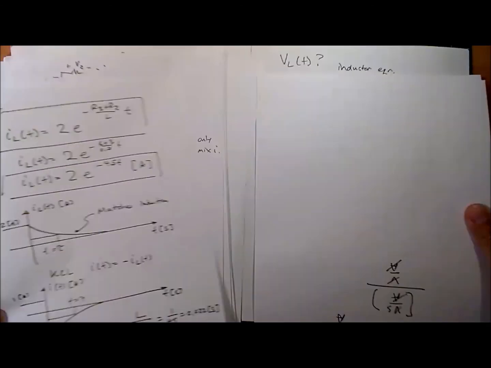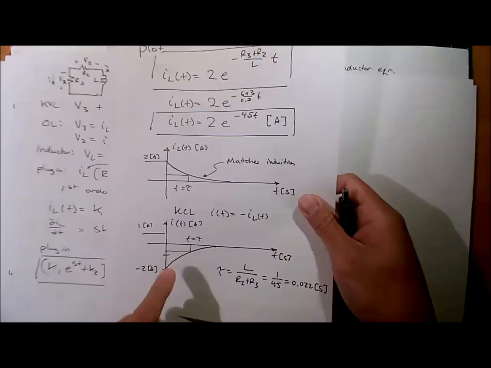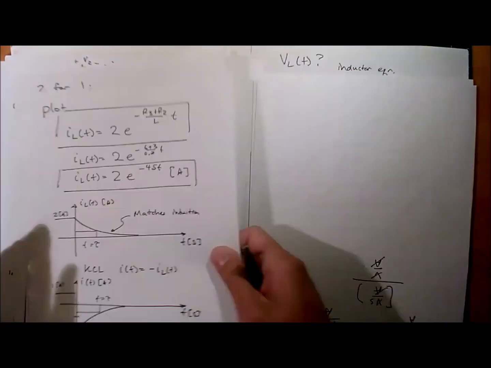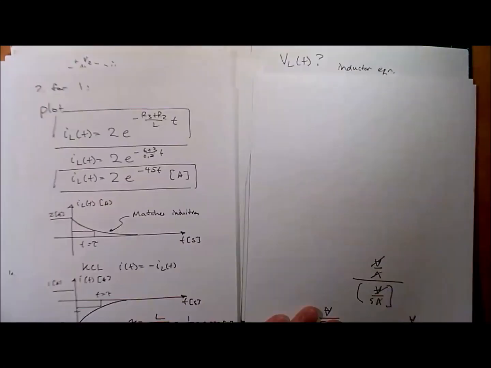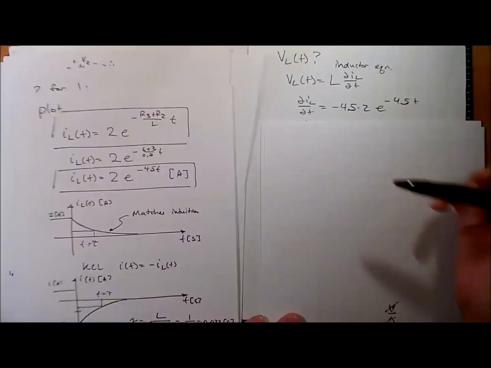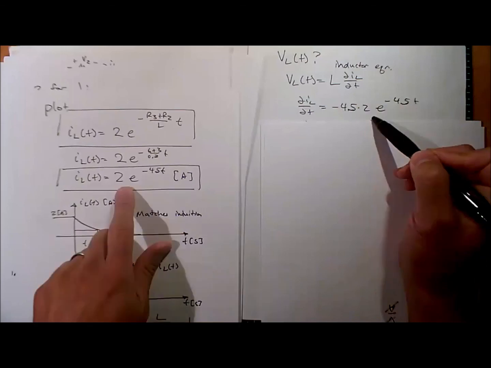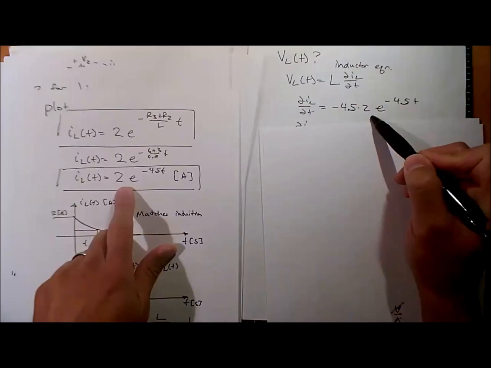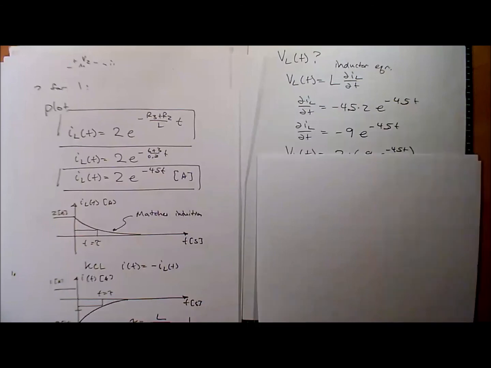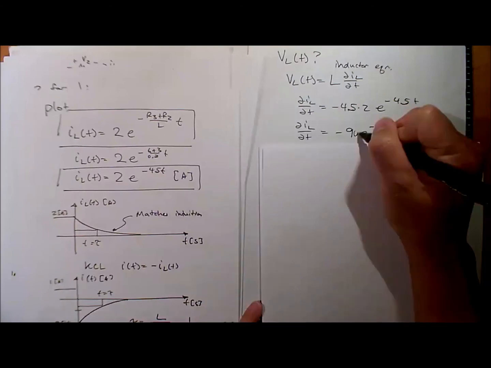Okay, now again, the next question might be, well, it looks like you found IL. It looks like you found I. It's just the opposite of this. What about V? And we can say, well, V is equal to L dIL/dt. Okay, well, that's pretty straightforward. To take the derivative of this, that's not too bad. We just do negative 45 times 2, right? Okay. And so this should be negative 90.